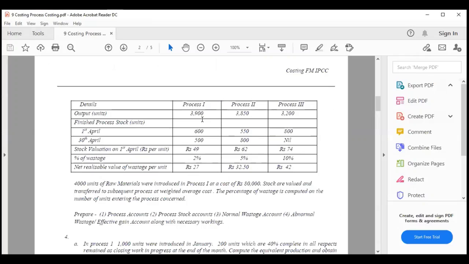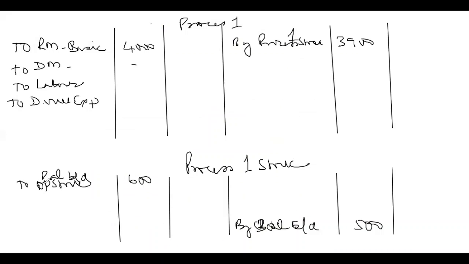Are you able to see the 600 here? These are the quantities I am writing. Now, quantitative reconciliation as usual by normal loss. How much have they told? They are saying 2%. 2% normal loss. Percentage of which is 2%.